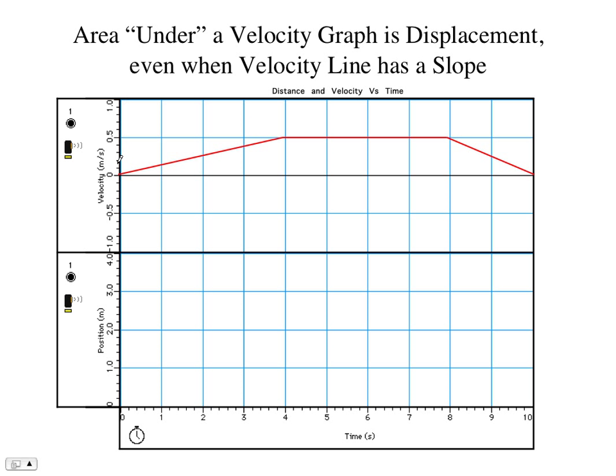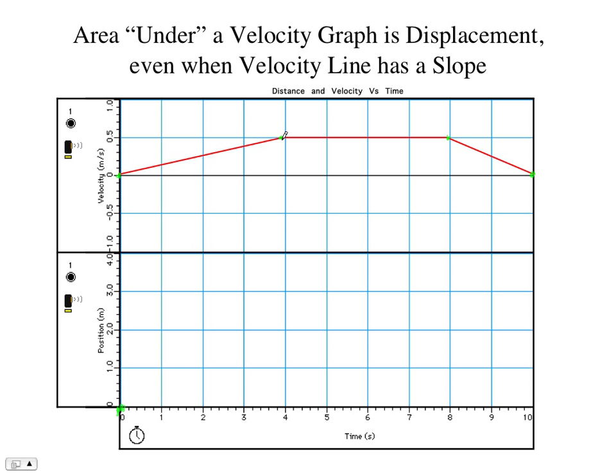How about the velocity starting out at 0, increasing at a constant rate to positive 0.5, remaining there, and then dropping to 0 at the end. What would the position graph look like here? Well, let's assume we're going to start at 0. And so we have our initial position at 0.